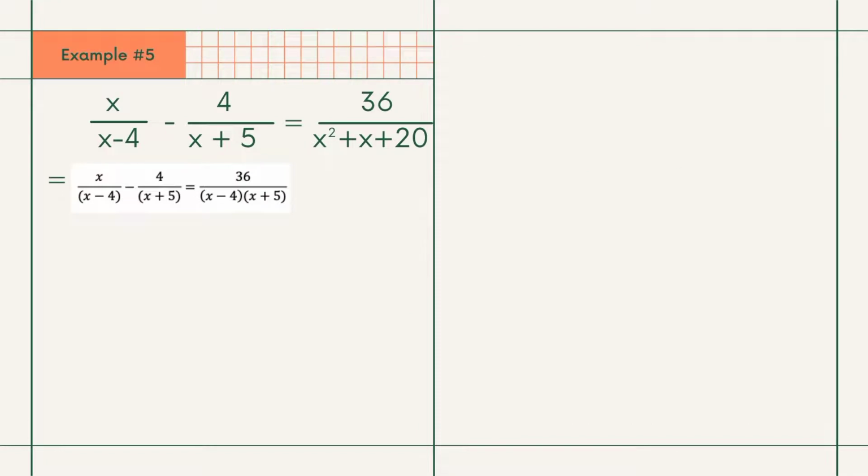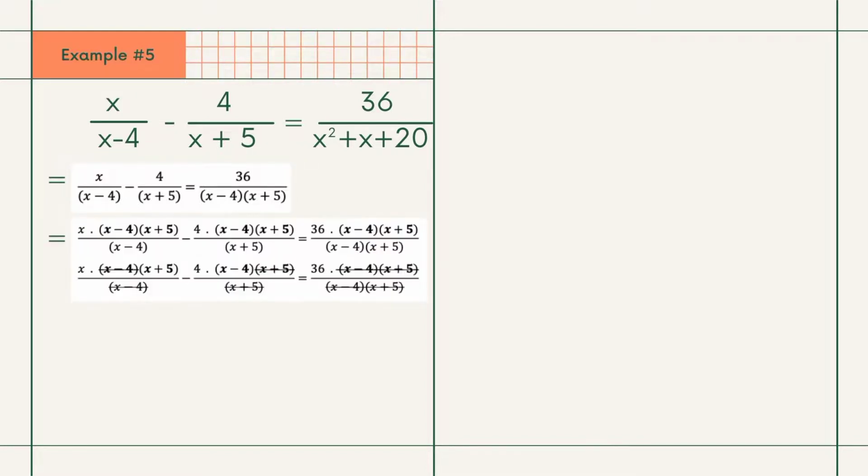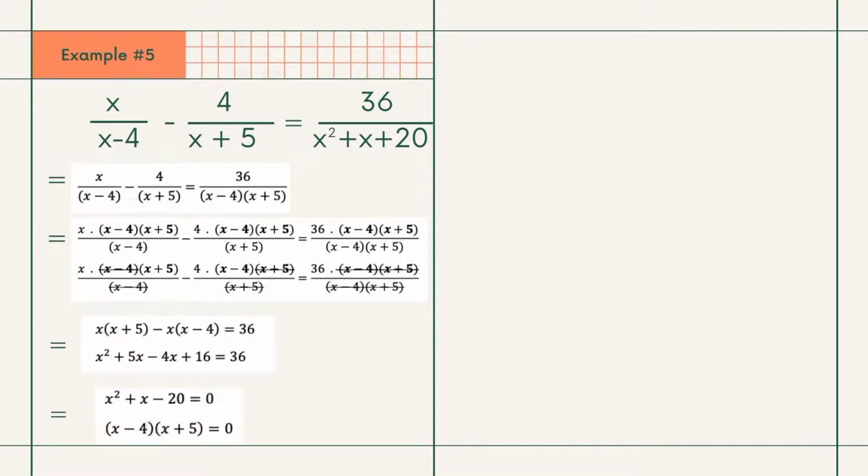x over x minus 4 minus over x plus 5 equals 36 over x squared plus x minus 20. Identify the LCD. First, factor the denominators. Multiply both sides of the equation by the LCD. In here, it is x minus 4 and x plus 5. Distribute carefully and then simplify. Solve the resulting equation, rewrite it in standard form, factor, and then set each factor equal to 0.